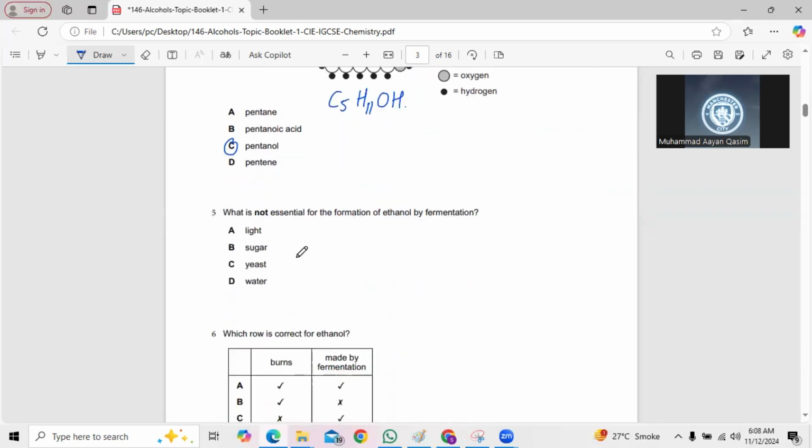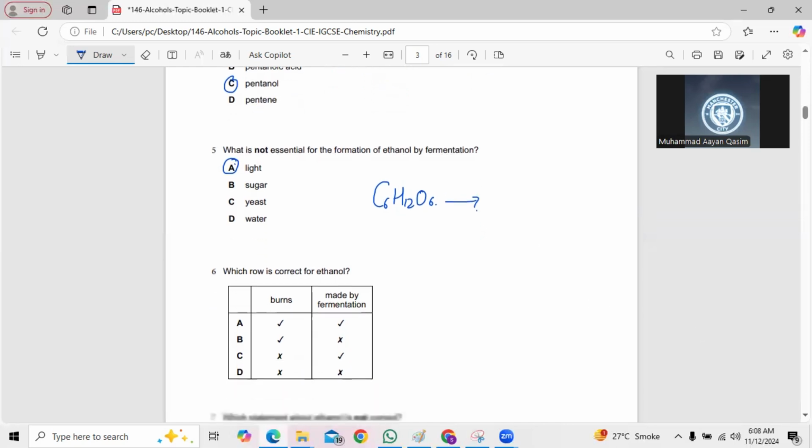Now let's discuss what is not essential for the formation of ethanol by fermentation. Sugar is present, because C6H12O6, that's glucose, and we are getting glucose from sugar. I don't think you need light. Yes, we don't need light. Okay, you are right. We don't need light. That's fine.